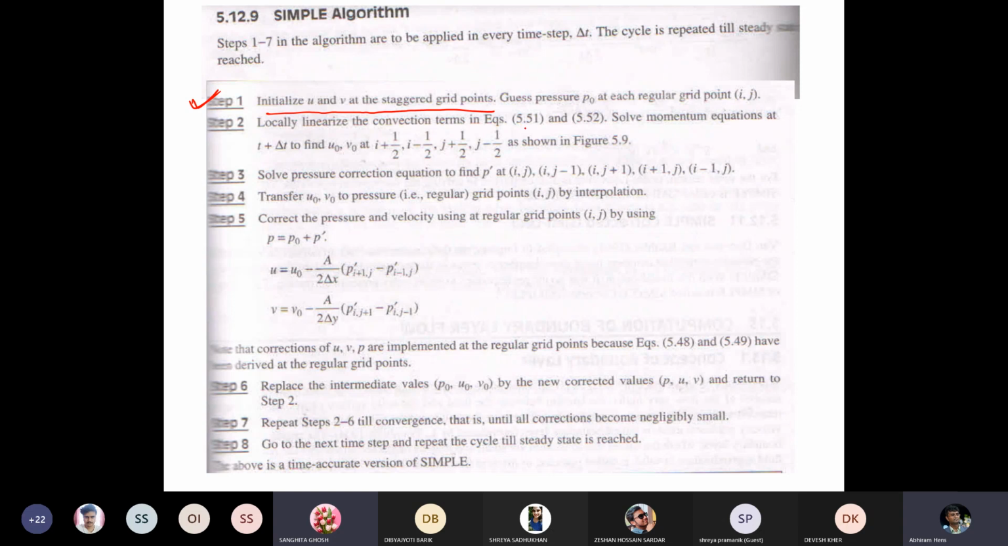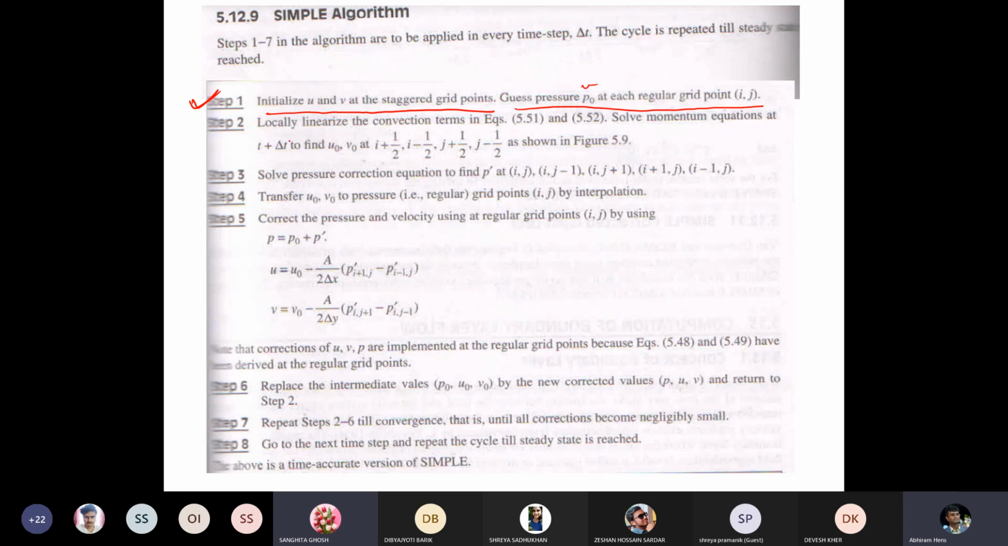Okay, so you get some initialized value of u and v at the staggered grid points, and a guess pressure P0 at the regular grid point, that is Ij. So u and v you take at i plus half and j plus half position, and the pressure value at Ij position you take a guess. So this means u0, v0 and p0.